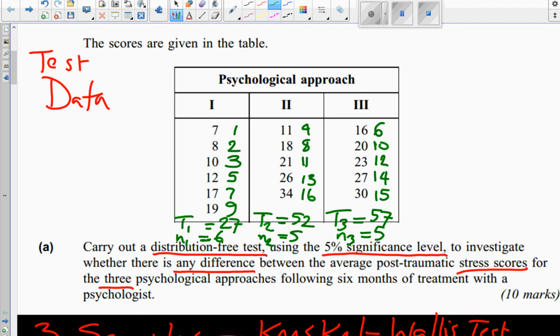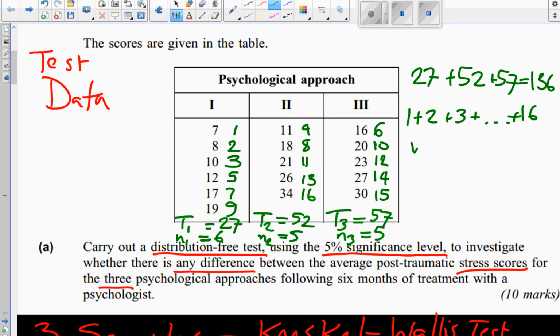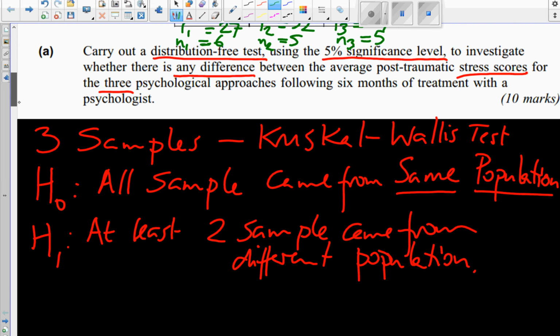Now, we can quickly check that we've done our maths correctly, because if we add our 27 and our 52 and our 57, we get 136. Now that should add up to the same as adding 1 plus 2 plus 3 plus 4 all the way up to plus 16. And we've got a little formula for that, which is n(n plus 1) over 2. That will be the equivalent of that sum. And in this case, that will be 16 times 17 over 2, which is 136. So tick, we've done our calculation correctly.